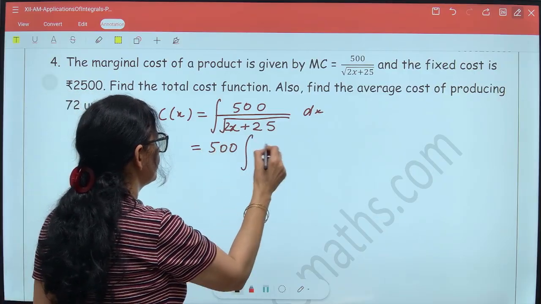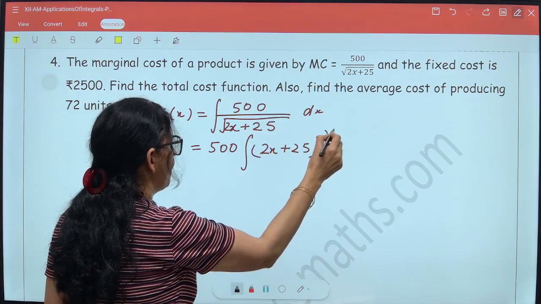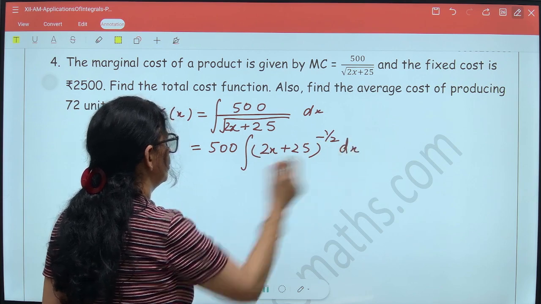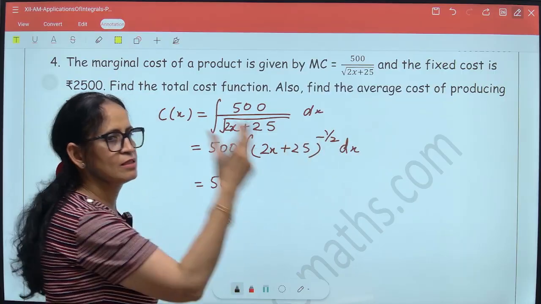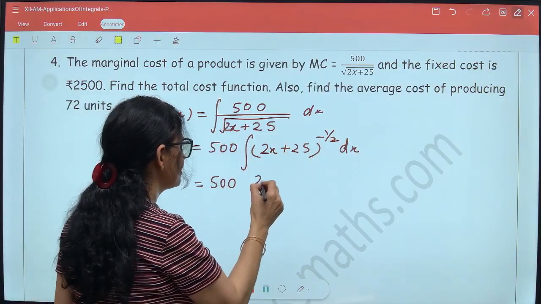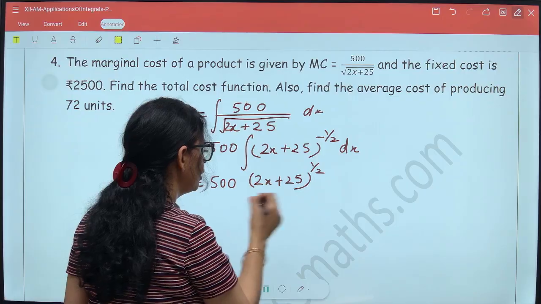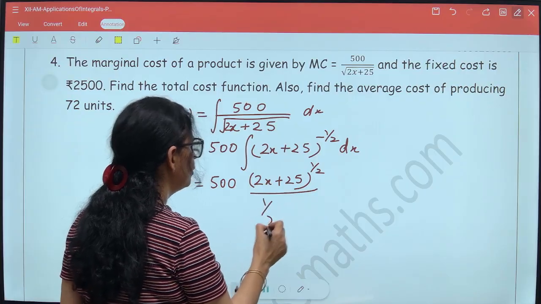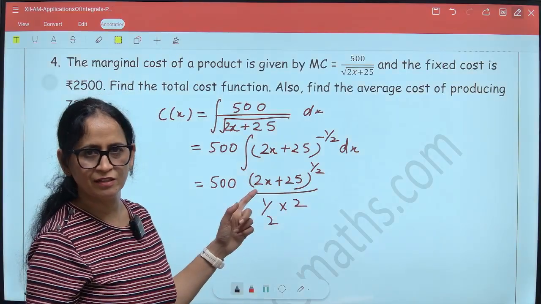Now this can be written as (2x plus 25) to the power minus 1 by 2. When we integrate it, minus 1 by 2 plus 1 is 1 by 2. So this is (2x plus 25) to the power of 1 by 2 upon 1 by 2, multiplied by another 2, that is the coefficient of x in this function.